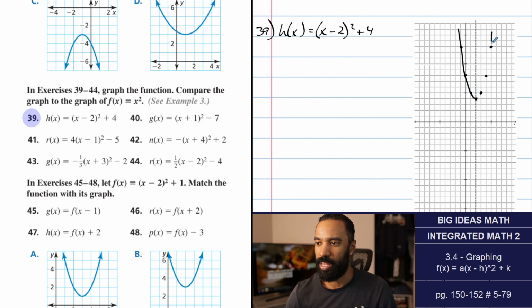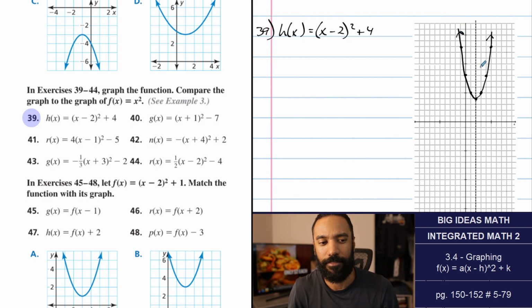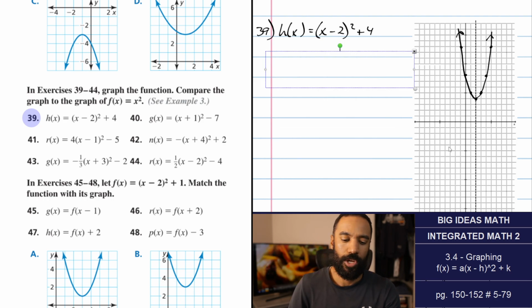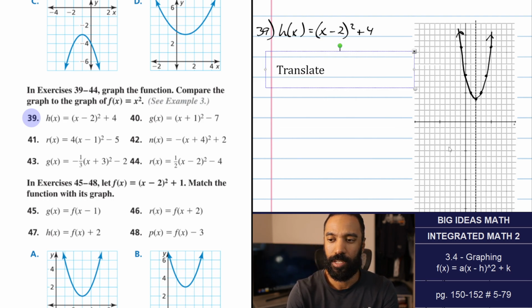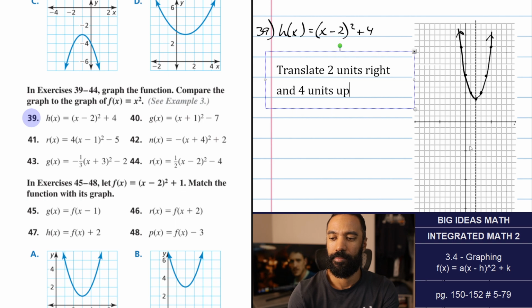Let's see what else they asked for. Did they ask for domain and range? Let's see. No, compared to the graph of f of x equals x squared. So this one only had translations. We translate the points 2 units right, and 4 units up.